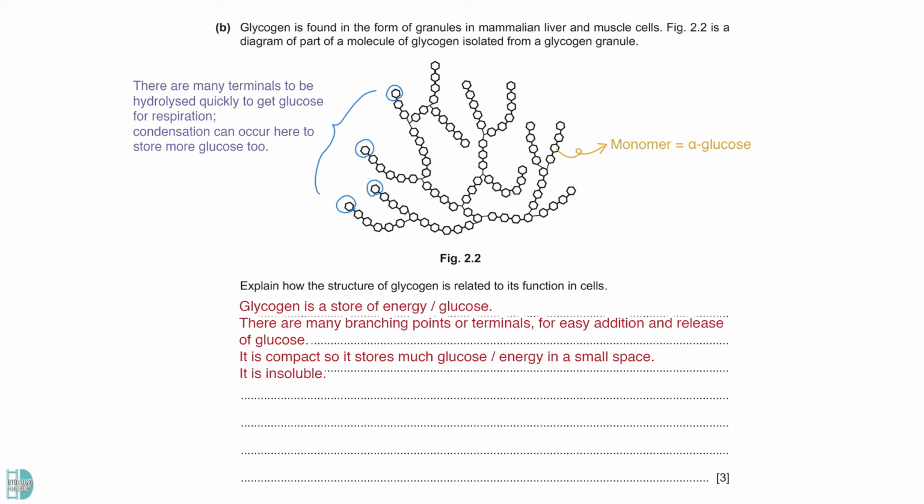Glycogen is insoluble in water. This is because most of the polar OH groups in glycogen have formed hydrogen bonds with each other, leaving few groups available to interact with water.